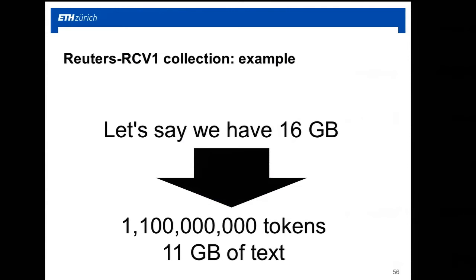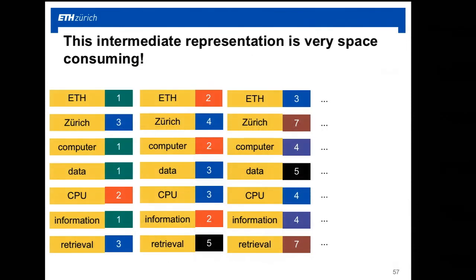Now we extrapolate. If we have 16 gigabytes of memory, meaning it's your laptop right here, you don't have this expensive 4 terabyte RAM computer in the cloud, but just your laptop, we would fit in there 1.1 billion tokens, which is 11 gigabytes of text. It's not that big, right? But we would like to process maybe bigger collections than just 11 gigabytes, right? The internet is actually much bigger. So what could we do?